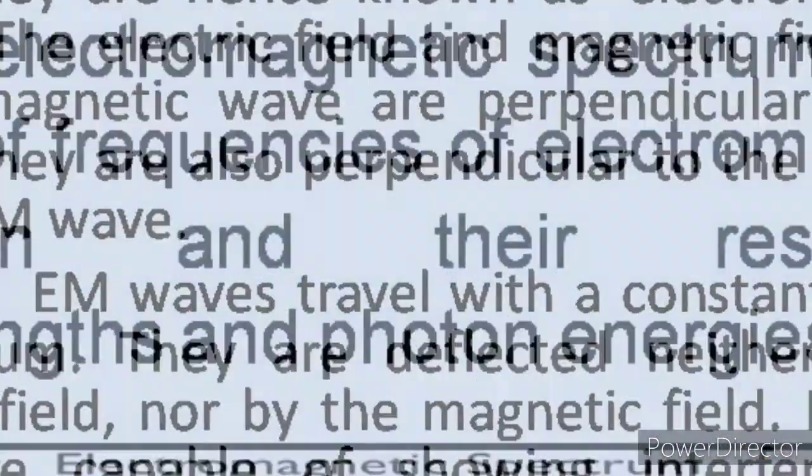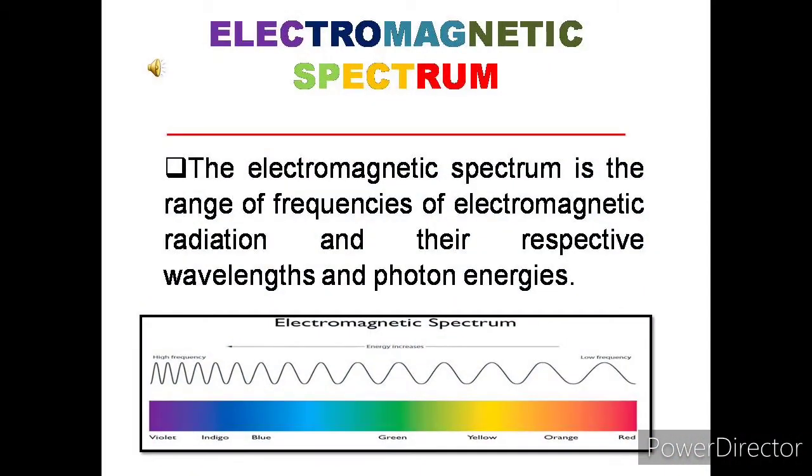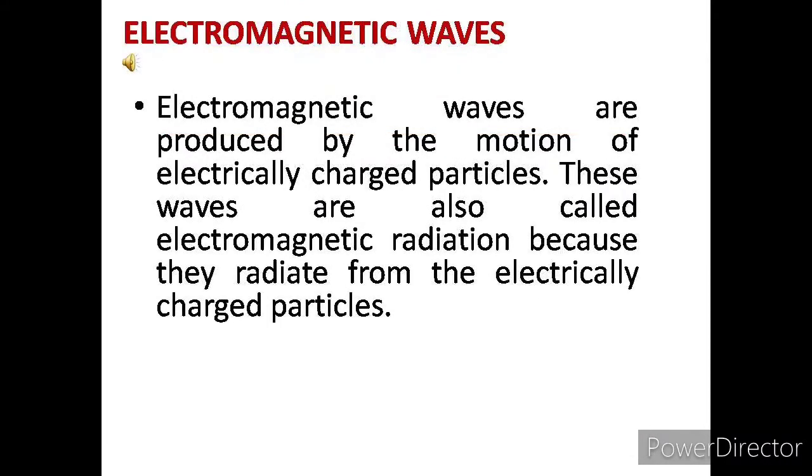Now, let's define the electromagnetic spectrum. The electromagnetic spectrum is the range of frequencies of electromagnetic radiation and their respective wavelengths and photon energies. How are electromagnetic waves formed?